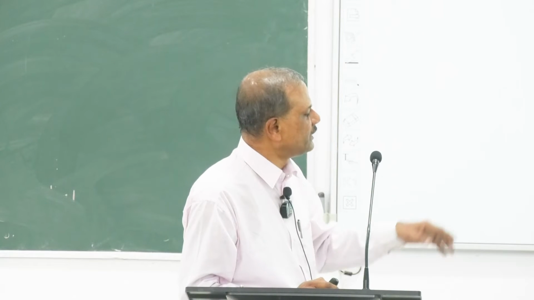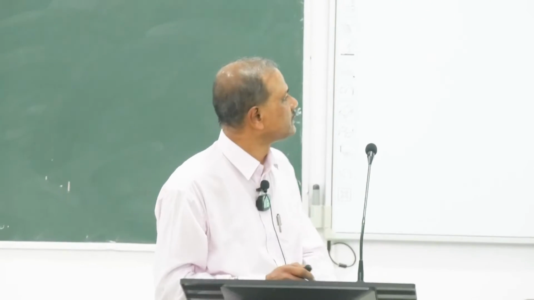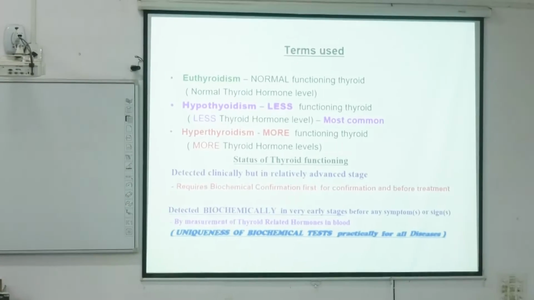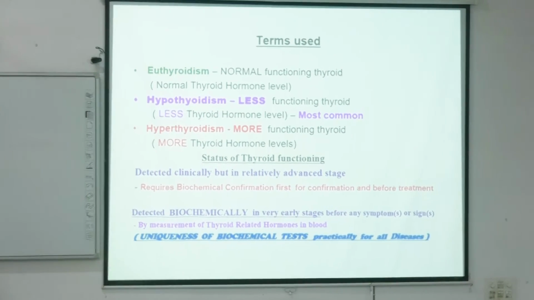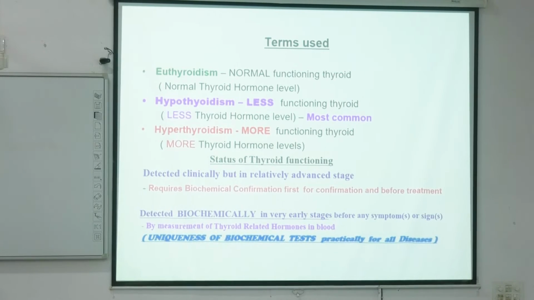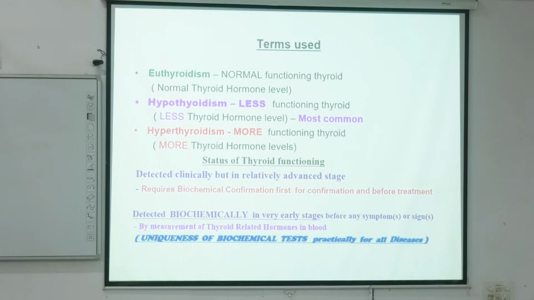So here is some clinically relevant important information. There are terms which are used for the thyroid gland. One is euthyroidism, that is normal functioning, normal thyroid status. When the gland functions less, that is called hypothyroidism, and if it functions more, it is called hyperthyroidism. Whether it is hypothyroidism or hyperthyroidism, the aim of treatment is to restore euthyroidism. Otherwise the patient will have symptoms.